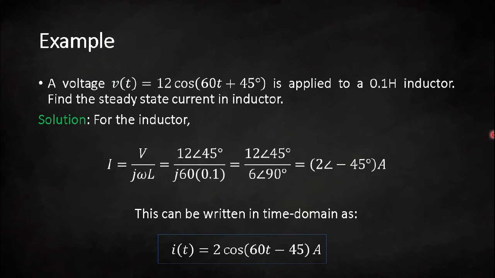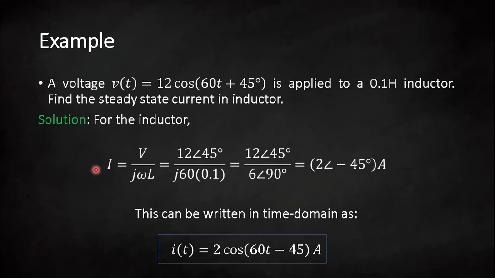Now let us take an example to clear this idea. Let's say we have a voltage V of t, and that is given by 12 cos(60t + 45 degrees). This is given in terms of a sinusoidal function, and that is applied to an inductor whose value is 0.1 Henry, and we have to find the steady state current in the inductor.